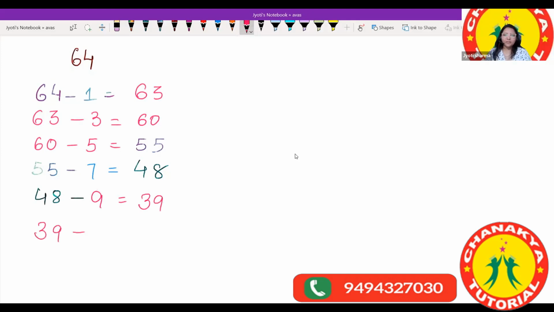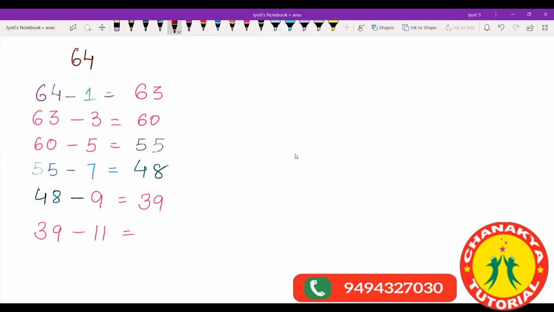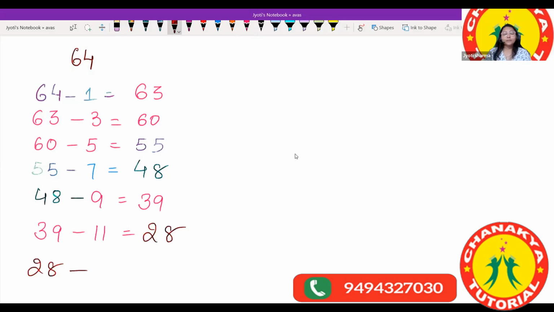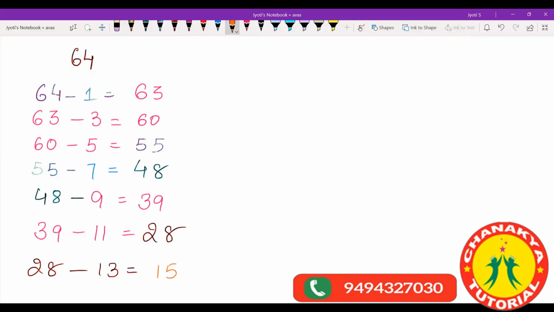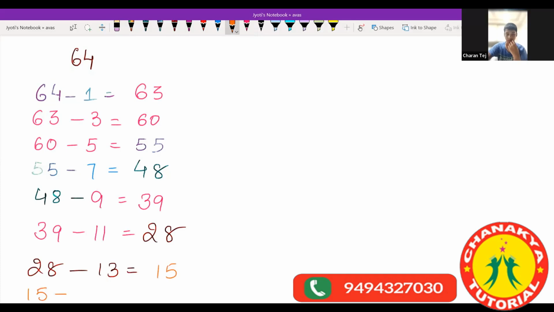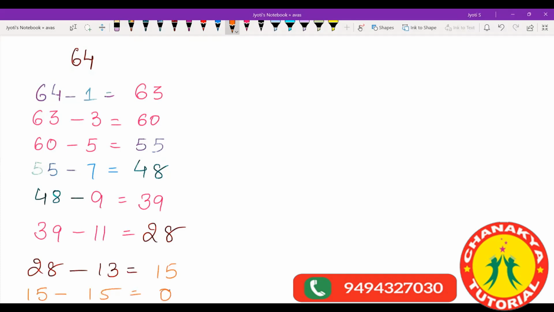39 minus 11, answer? 28. What is the next odd number? 13. 28 minus 13, answer? 15. What is the next odd number? 15. 15 minus 15? 0.